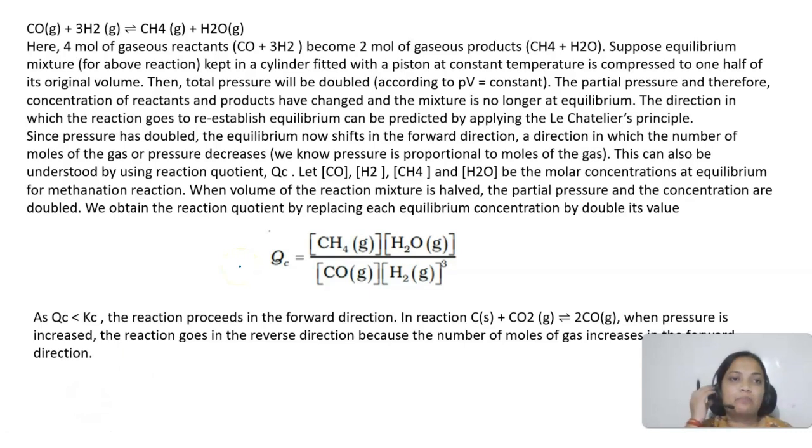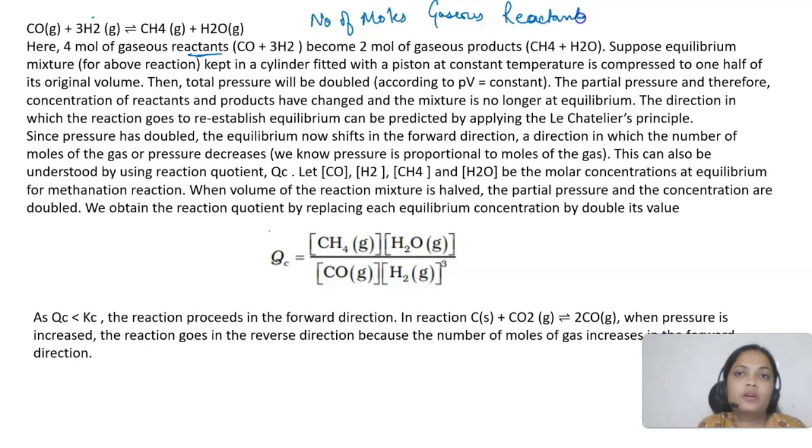Let's take an example. Here we have 4 moles of reactants. Look at the reaction, carbon monoxide plus 3H2. How many moles of gaseous reactants are there? 4. And how many moles of gaseous products do you have? 2 moles, 1 mole of methane and 1 mole of water.